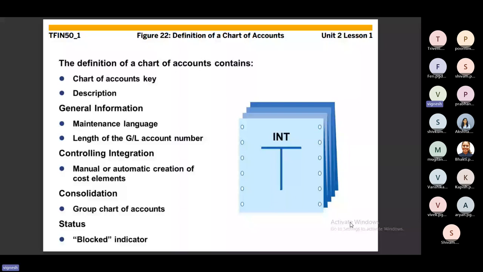For consolidation purposes, what group chart of accounts are we going to use? That I told you, ledger approach, leading and non-leading ledgers. It will get posted in leading ledgers or non-leading ledgers through the group chart of accounts. Okay, so that will be there. If you don't want any GL accounts in this chart of accounts, we can individually block the GL account. So that is called the blocked indicator.